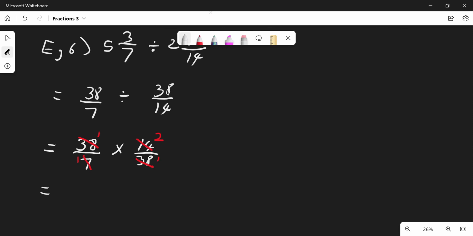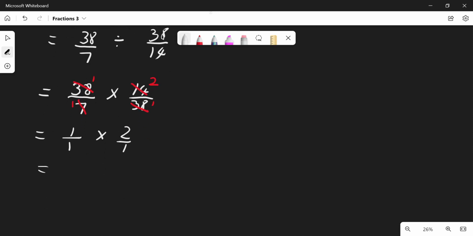And so what we have here is 1 over 1 times 2 over 1, which is inevitably going to equal 2 over 1, which equals 2. So essentially this is equal to 2 times 1 over 1 times 1, which is 2.